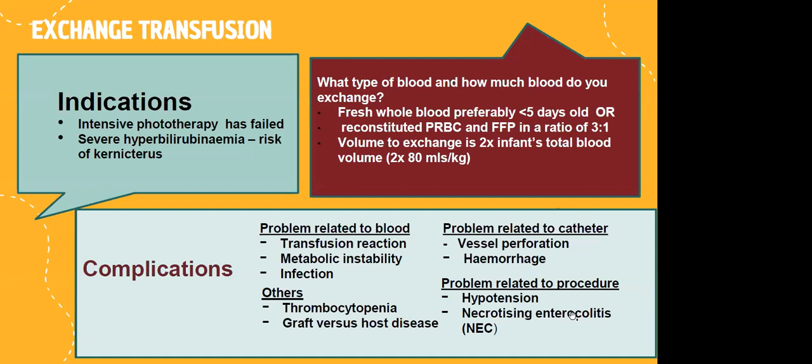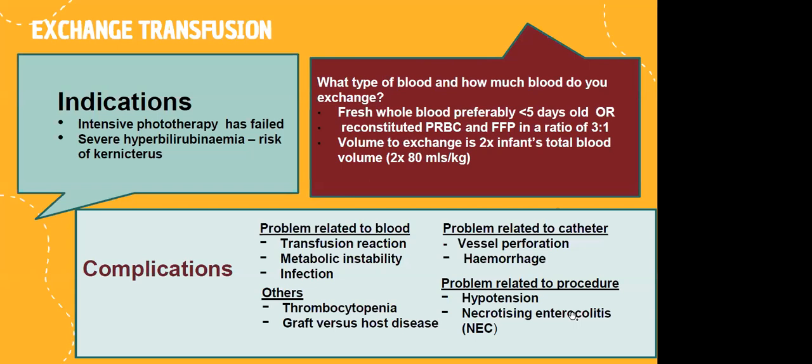So what type of blood and how much blood do we exchange in the exchange transfusion? Usually we use fresh whole blood, preferably less than 5 days old, or we will reconstitute packed red blood cells and fresh frozen plasma in a ratio of 3 to 1. For volume, we will exchange 2 times the infant's total blood volume.